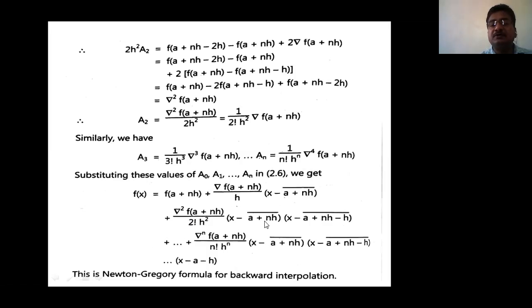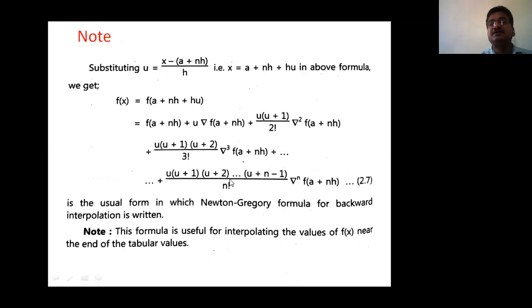Here, what is the coefficient of this del square f of a plus nh? Divide this h square separately into both brackets, that is divided by h here, divided by h here, and simplify. What do we have? u and u plus 1. This is the simplification of this bracket divided by h square. And so what we have? u into u plus 1 by 2 factorial del square f of a plus nh. And in the previous formula, it is u into u minus 1 by 2 factorial. That is in the Newton forward difference formula. Here the simplification is u into u plus 1 by 2 factorial del square f of a plus nh.